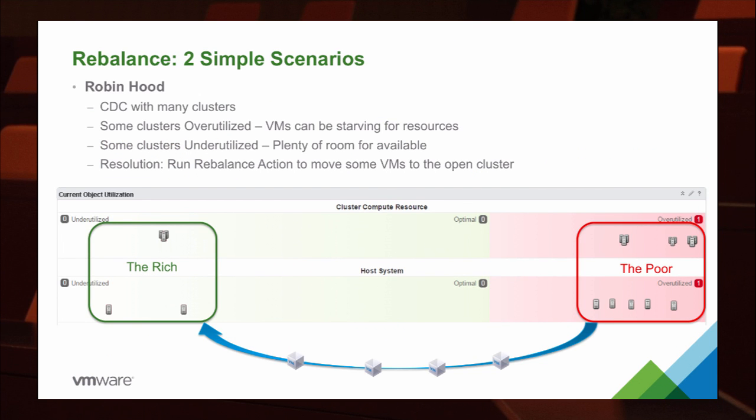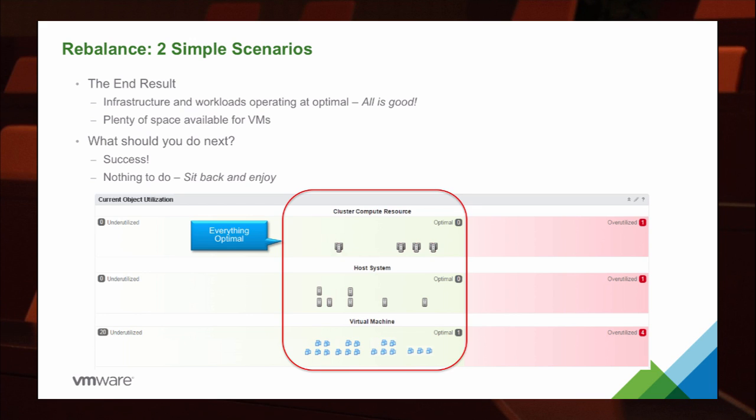So here's a simple scenario. Basically the Robin Hood scenario where we're going to rob from the rich and give to the poor, where we see over on the right-hand side where we've got the poor represented by overutilized host systems. Well, we've got underutilized host systems over on the other side. So we can then simply choose to run a rebalance action and move some of those VMs to the richer cluster. This gives us an end result where the infrastructure workloads are operating at an optimal level.